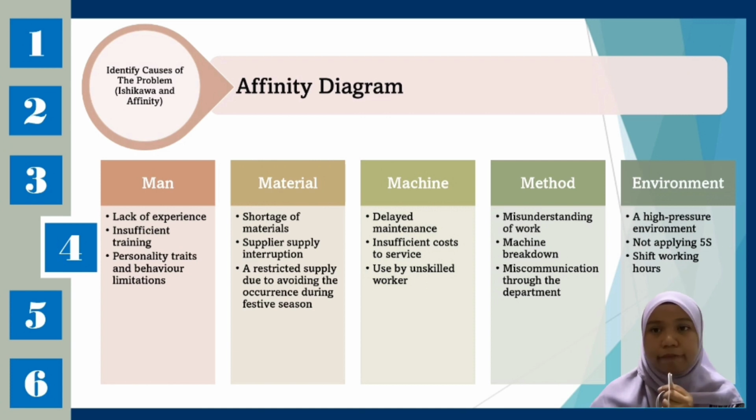Meanwhile, for material, there is shortage of materials, supply interruption, and a restricted supply due to avoiding the occurrence during festive season. For machines, there is delayed maintenance, insufficient cost to service, and it has been used by unskilled workers. For method, the issues affecting the product productivity are misunderstanding of workflow, machine breakdown, and miscommunication through the department. Last but not least is environment. The issues are the high pressure environment, not applying 5S, and shifting working hours.